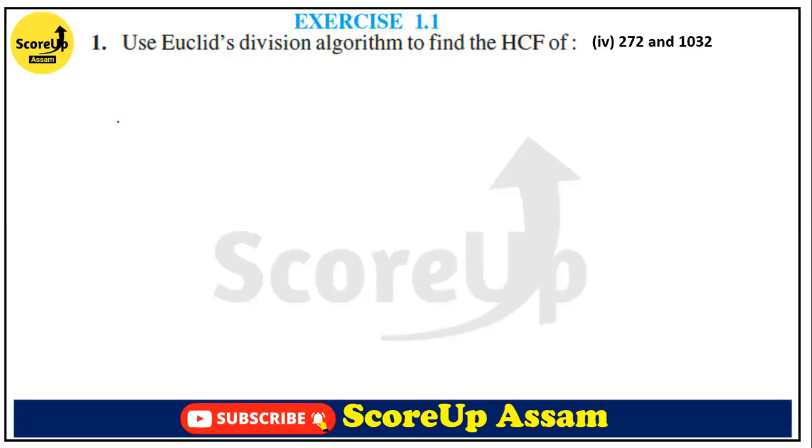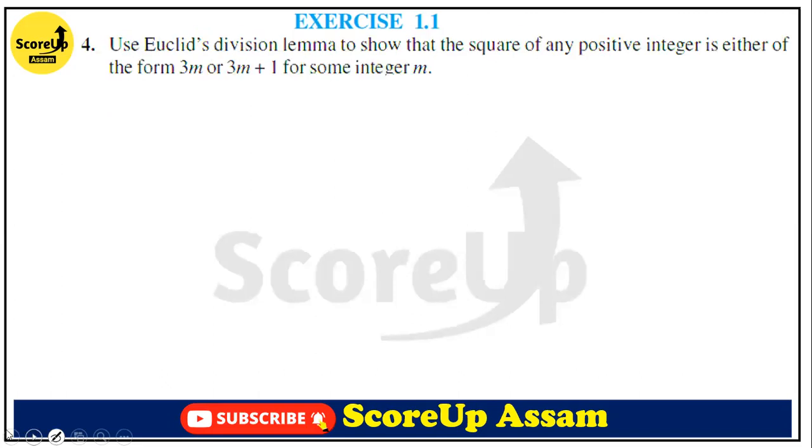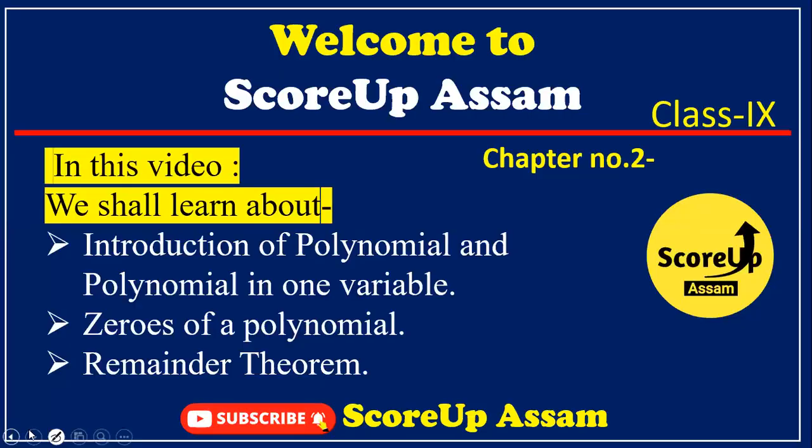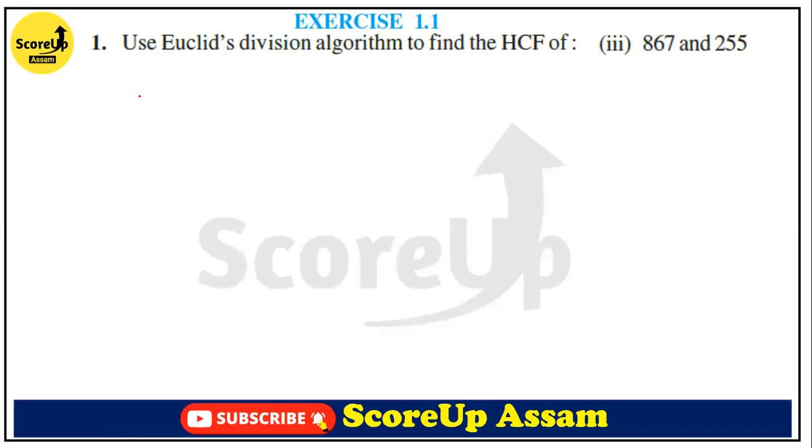So exercise 1.1 question. Use Euclid's division algorithm to find the HCF of 272 and 1032. Sorry, first we'll use Euclid's division algorithm to find the HCF of 867 and 255. Now 867 is greater than 255. So we shall apply Euclid's division algorithm.